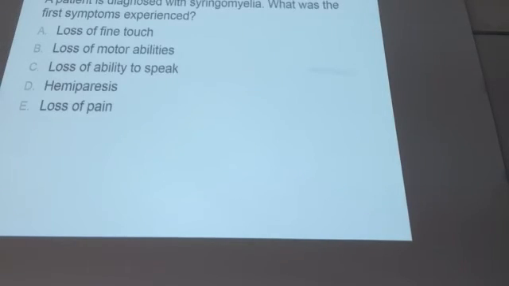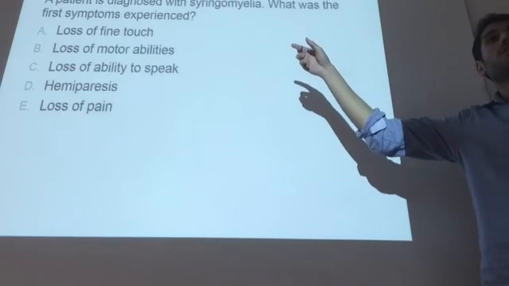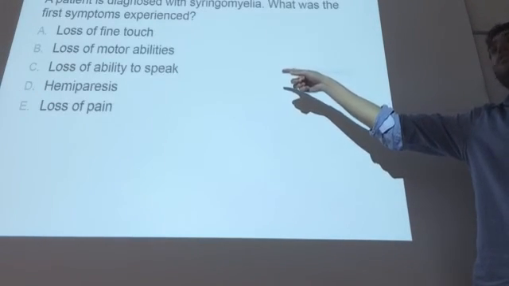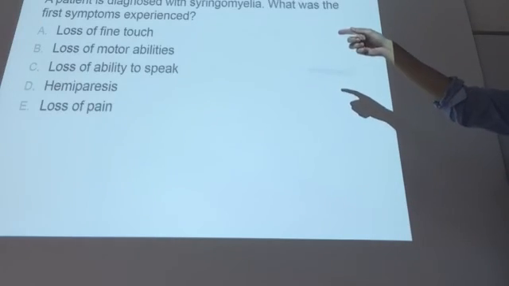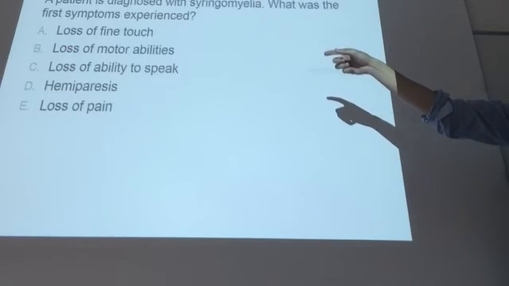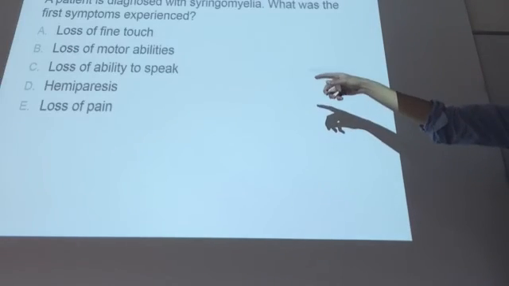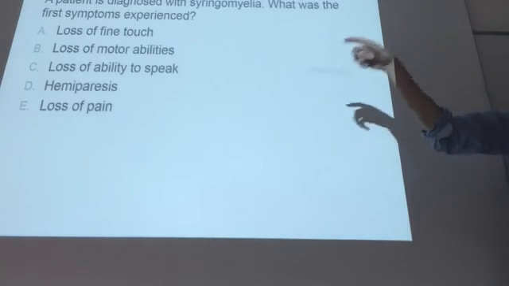Which tract is that? Okay, so which of these answers was the E? There you go. Loss of fine touch would be a problem with the dorsal column. Loss of motor abilities would be a problem with corticospinal. And where does the corticospinal decussate? Medulla, good.